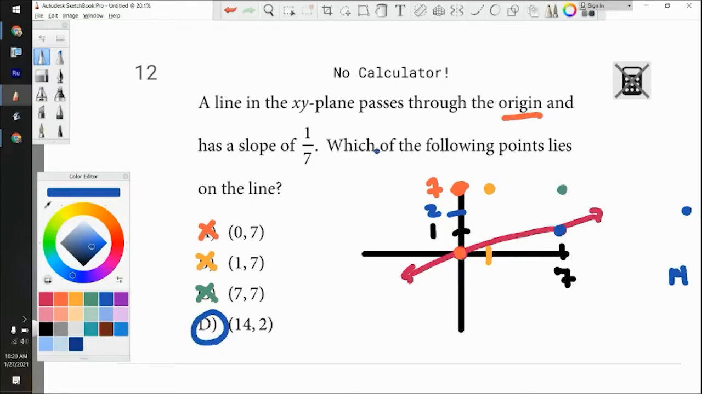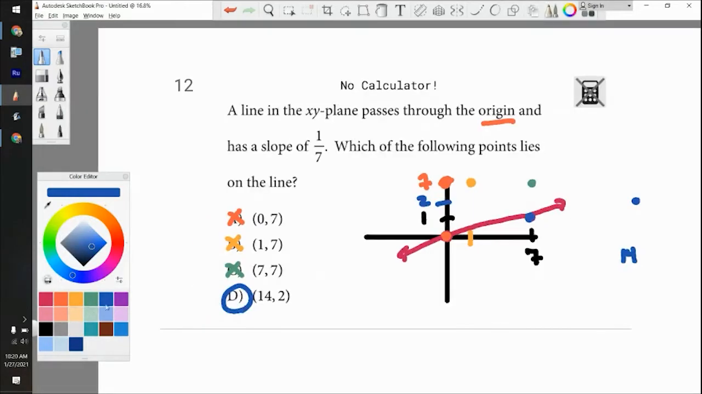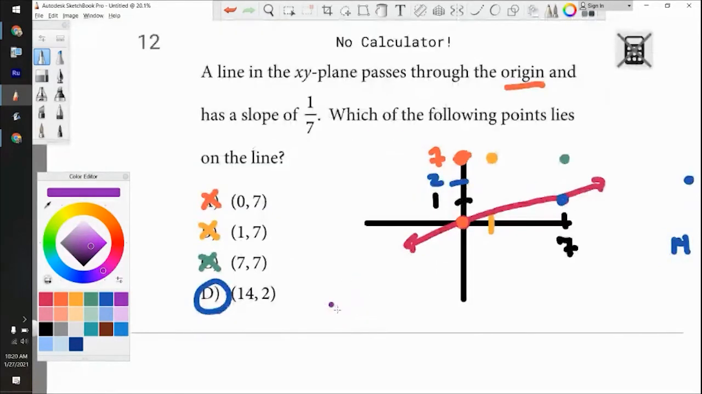Okay, well, that's a graphical way of answering this. There are many different ways to answer this, so I'm going to show you another way. If you wanted to, you can just write this as y equals mx plus b, the equation of a line.